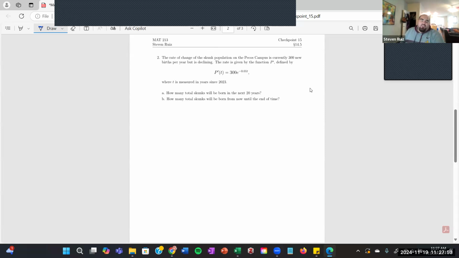To answer this question, I can set it up this way. I want to know how many skunks are going to be born in the next 20 years, so from 2023 to 2043. The reference time is 2023. So I'm going to integrate from 0 to 20 of this function here: 300 e to the negative 0.01 t dt.